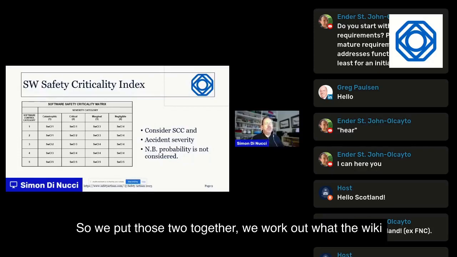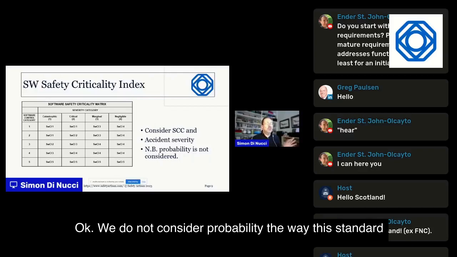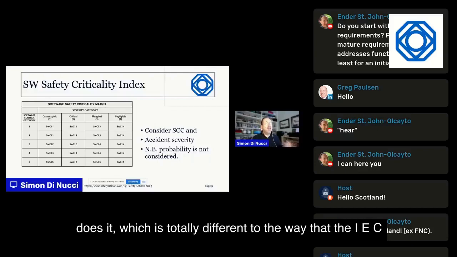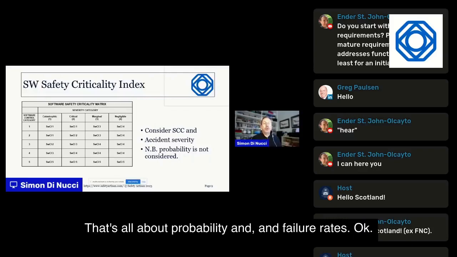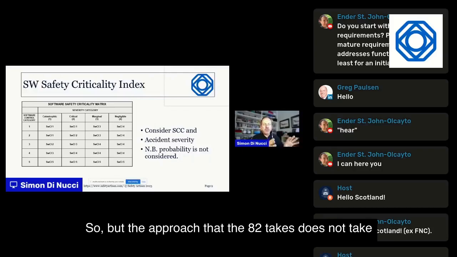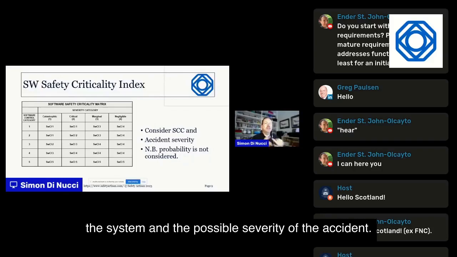So we put those two together, we work out what the SWCI is, and please note there is no consideration of probability here. We do not consider probability the way this standard does it, which is totally different to the way the IEC 61508 family of standards do it. That's all about probability and failure rates. But the approach that the ATEC2 takes does not take probability into account, only the architecture of the system and the possible severity of the accident.